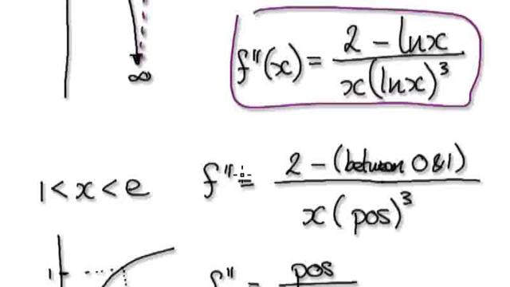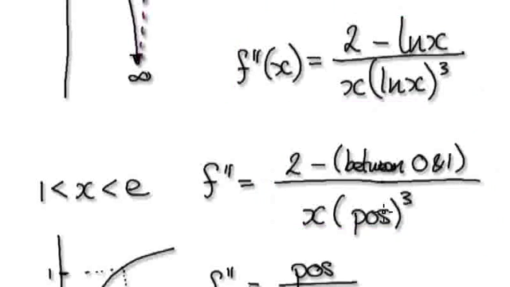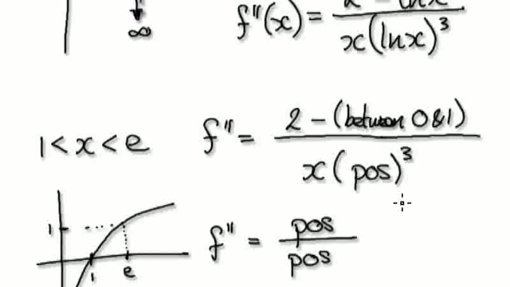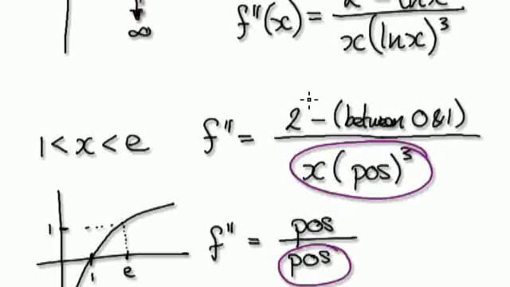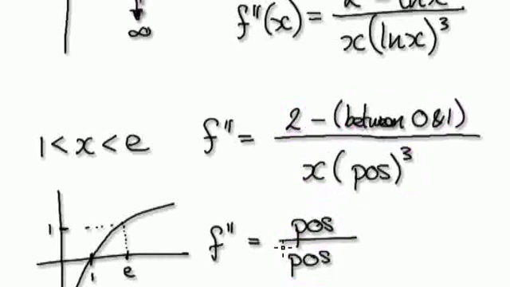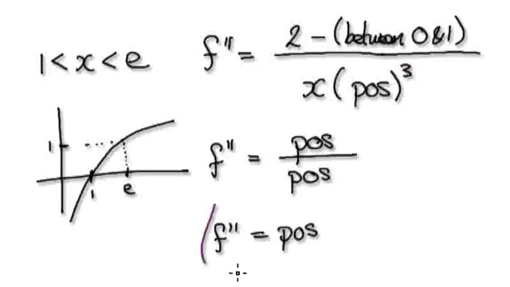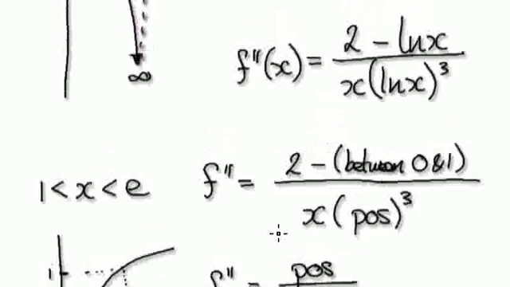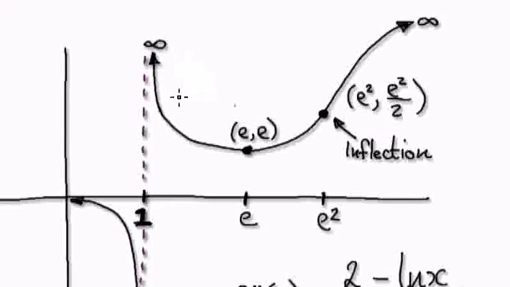So basically this whole thing here becomes this thing here. When you have a positive number and you cube it, it will remain a positive number, and then you times another positive number. So overall this thing here will be a positive number. Up here you've got 2 take away a number between 0 and 1, so it will remain a positive number. So f double prime is positive, which means it will concave up.